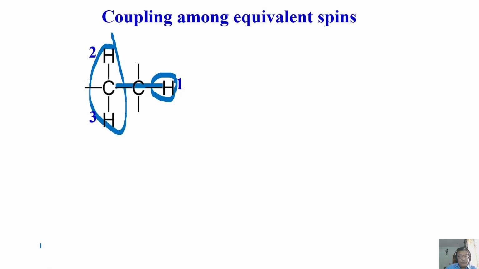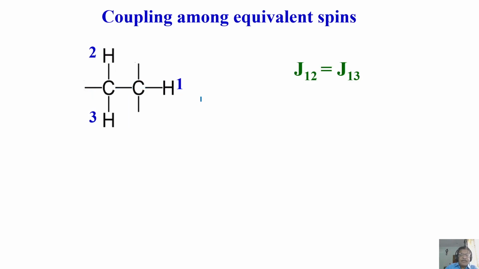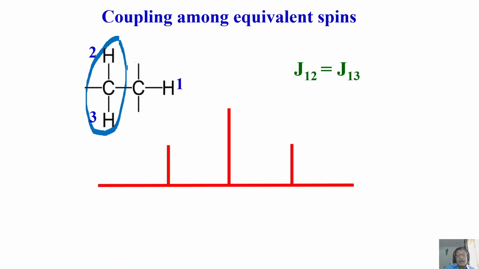This is an example to show that J12 is equal to J13. It is a chemically equivalent spin. So we call CH2 equivalent groups. In this case, I will simply say the proton is coupled to CH2. That's all. Look at this.